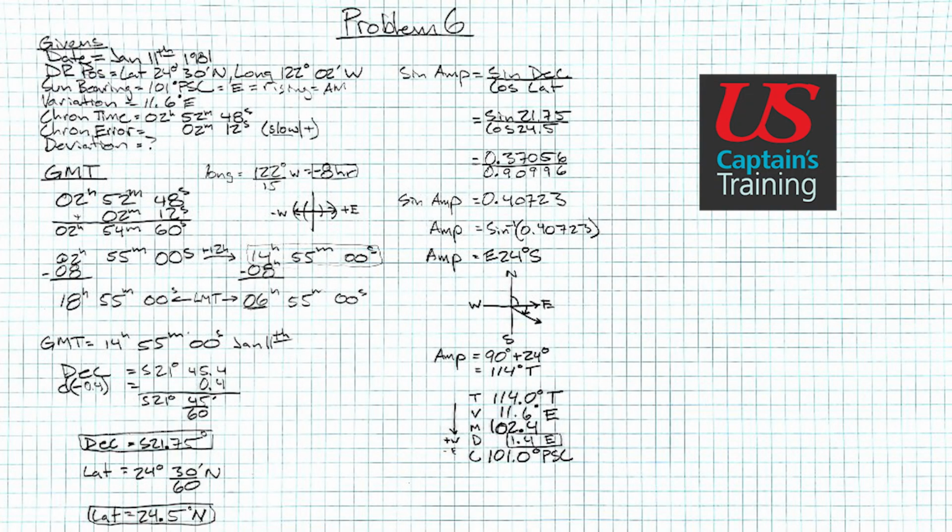We are looking at the solution to problem 6. This one's nice and straightforward. We do end up over on the PM side of the chronometer, and we subtract 8 hours because we have a far west longitude, which brings us to the morning when we took the bearing local time, but we stay in the same day. GMT is the same day as we took the bearing.